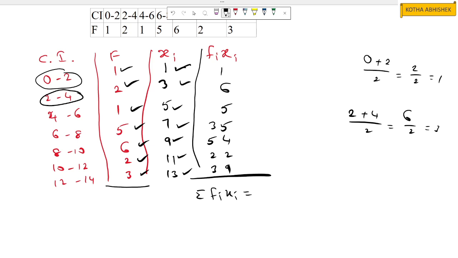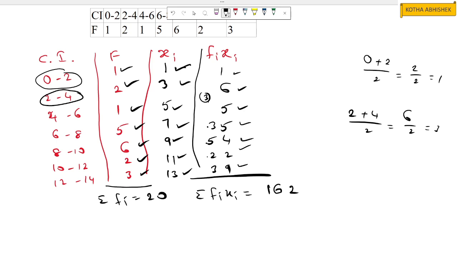The same way the second column also you need to add and write sigma fi equals. 1 plus 2 is 3, 3 plus 1 is 4, 4 plus 5 is 9, and so on up to 20. Adding the last column, sigma fixi comes to 162.